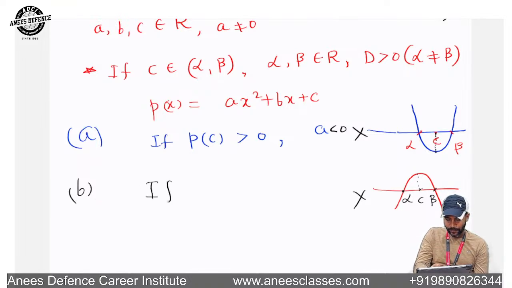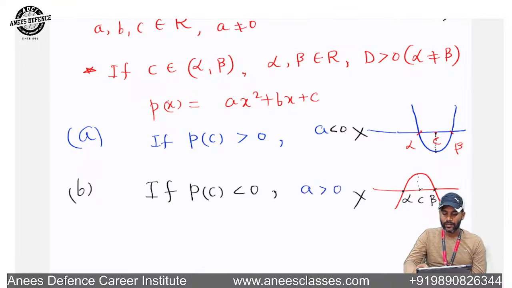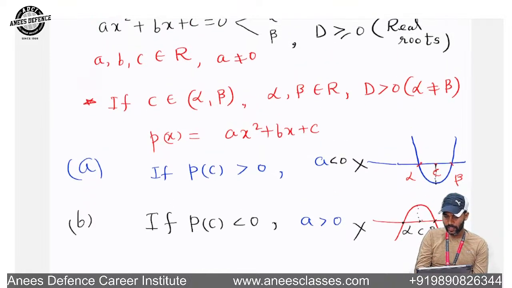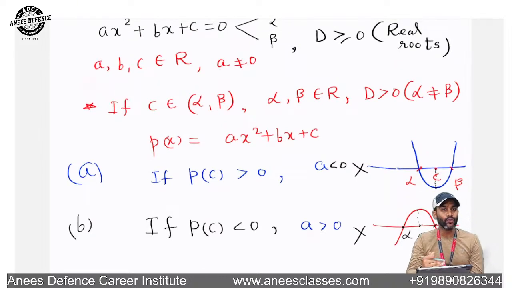Suppose P of C is less than 0. What about A? Just opposite. This time around you'll get P of C less than 0 if A is positive. Understood? Shall we move ahead? Please note it down. So these are the two cases.